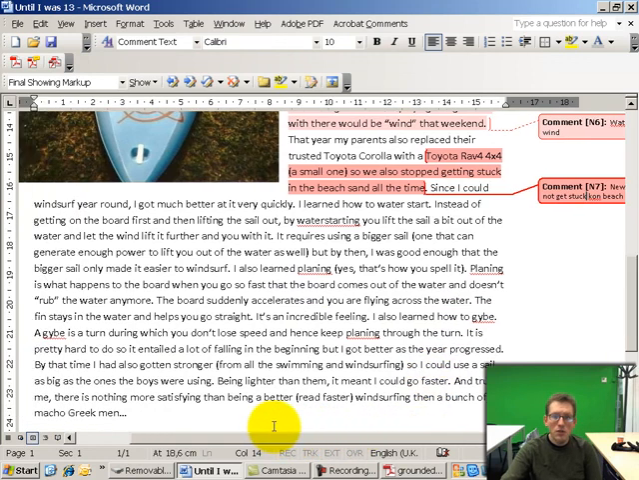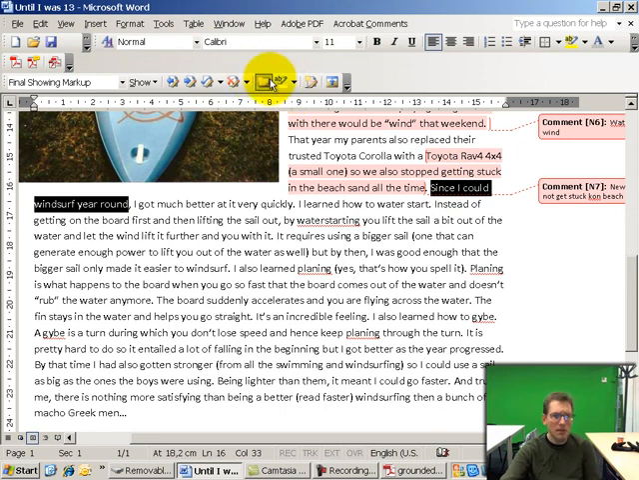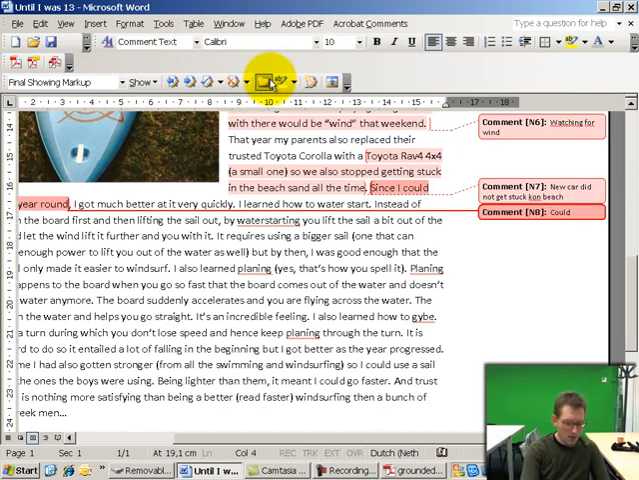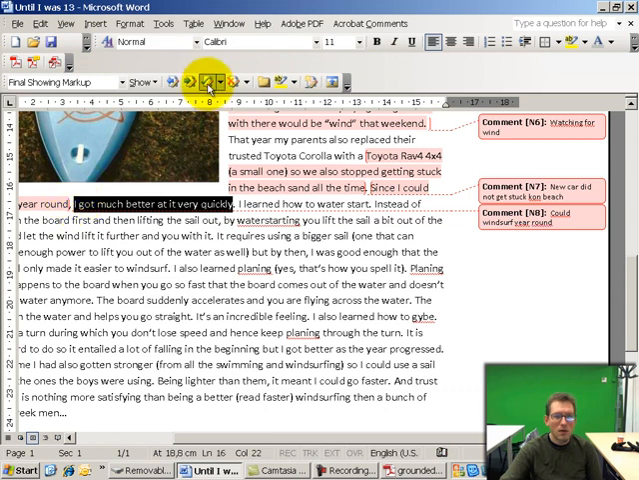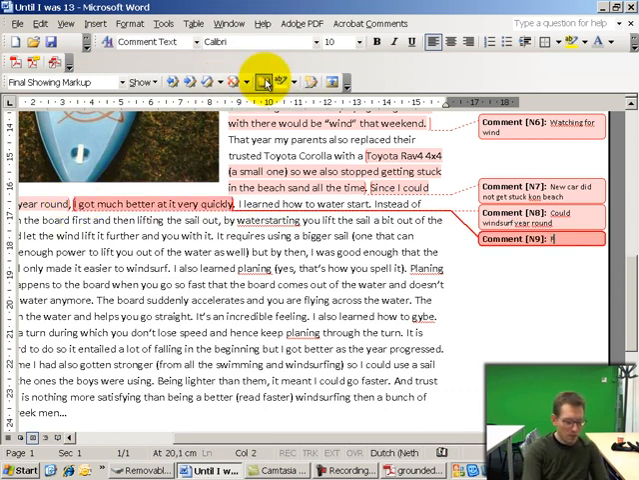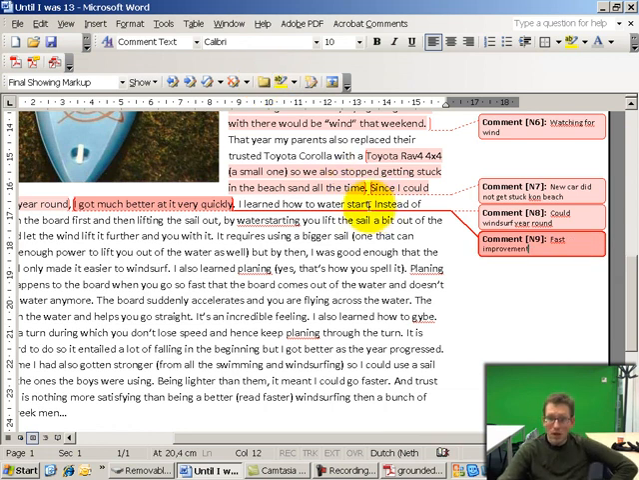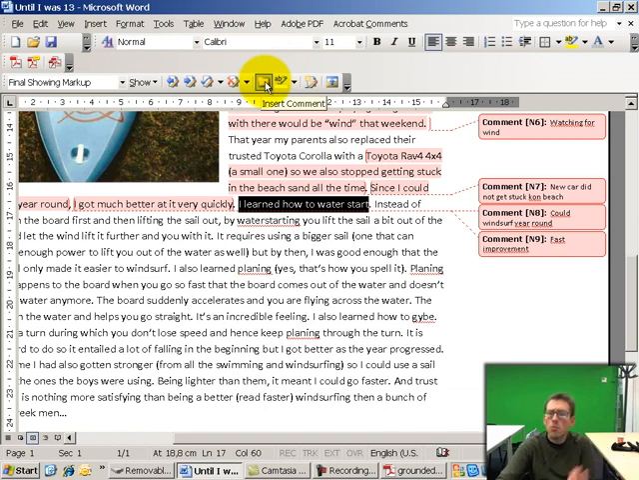Since I could windsurf year round, I got much better at it very quickly. Okay, that seems like one idea, but I'm going to open code that separately. Could windsurf year round and got much better at it very quickly. Call that fast improvement. Learned how to water start. Okay, that's important. We can pretty much just use what she said there as the open code. That's called an in vivo code.